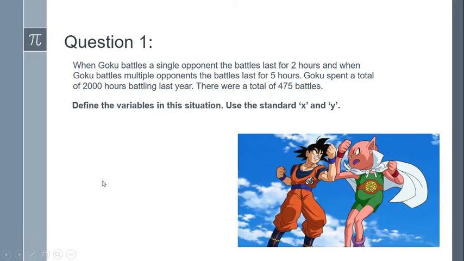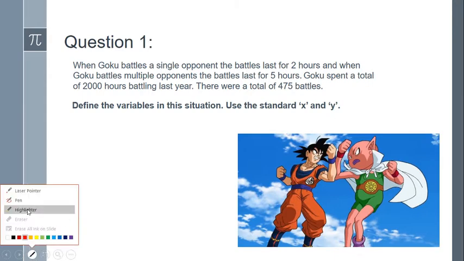All right, so the first question says here, define the variables in the situation and use the standard X and Y. This is the first step we always do when we're given a problem like this. Then we're trying to write the system of equations that represents the situation, so that we can solve it and figure out how many battles Goku had. But first we have to define the variables. So let's look at our unknowns.